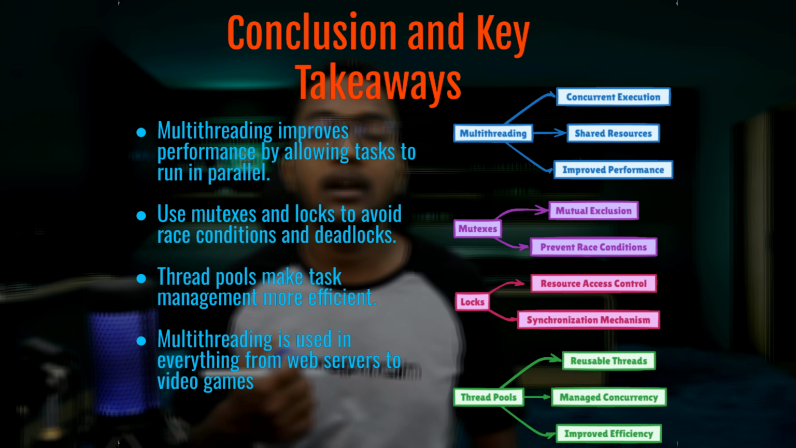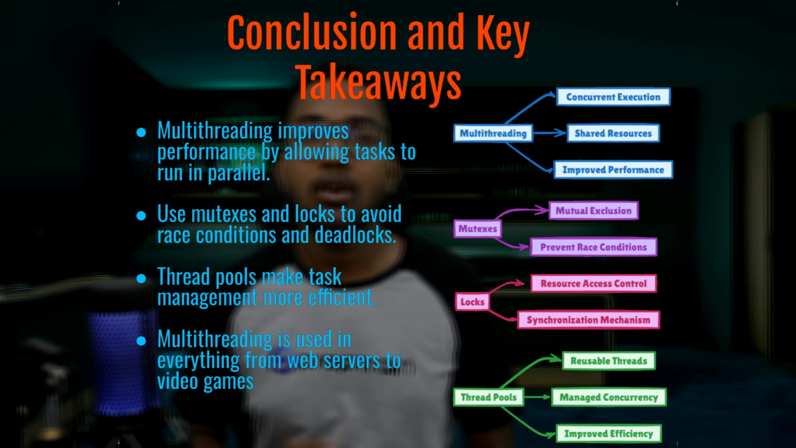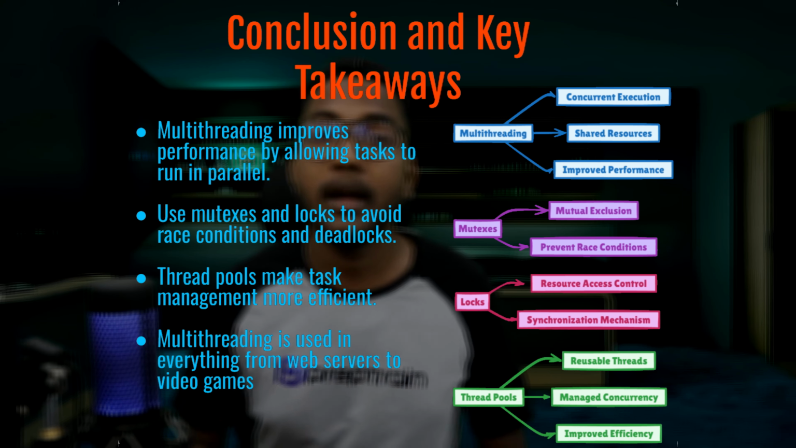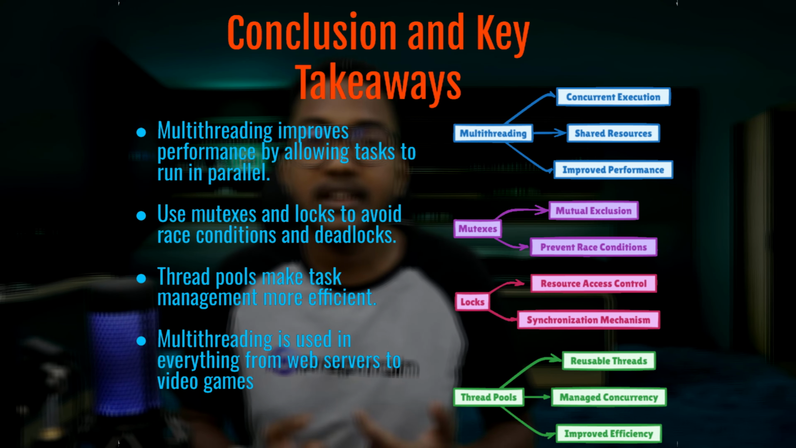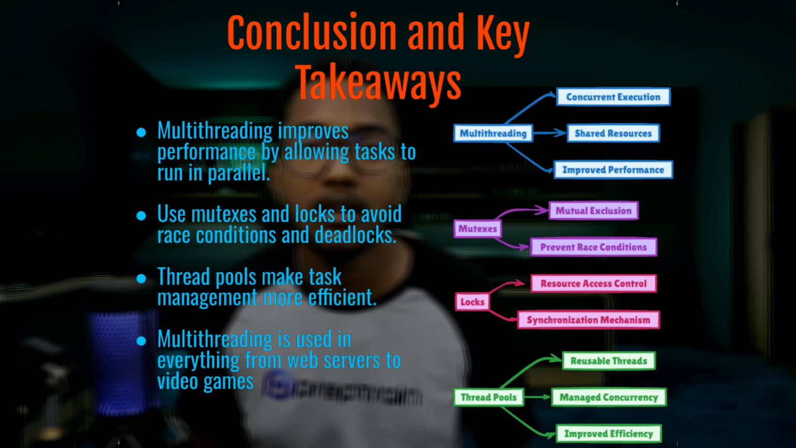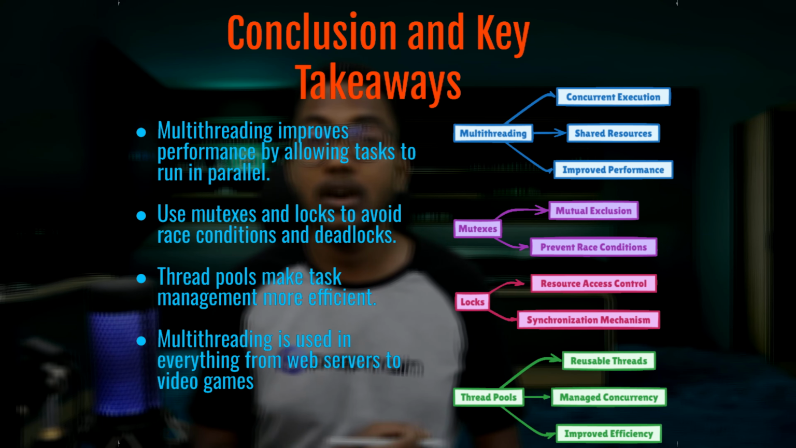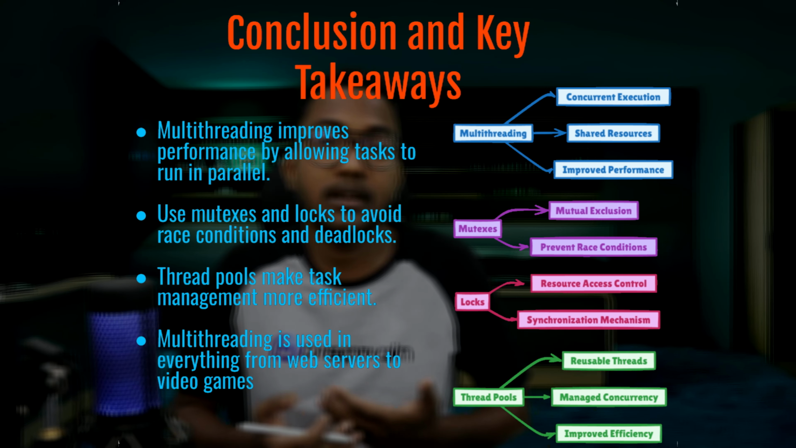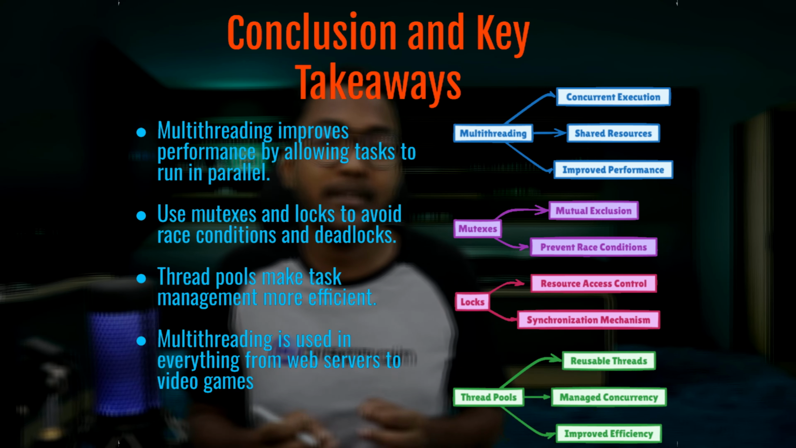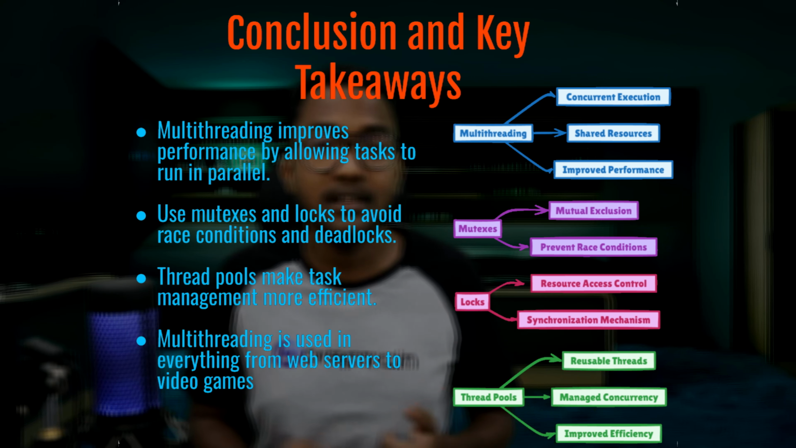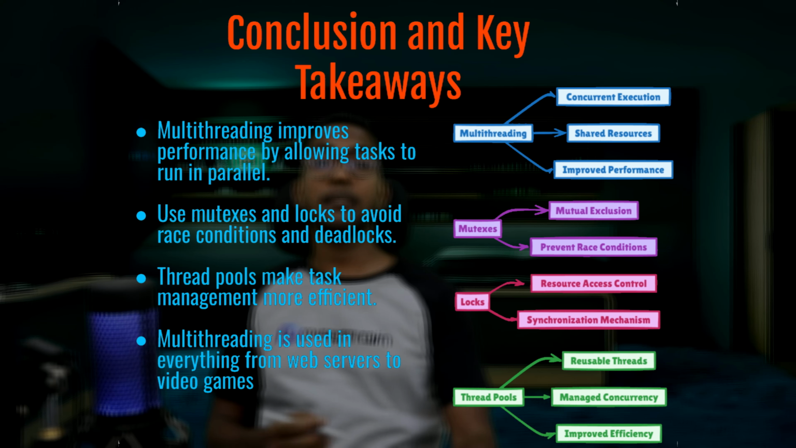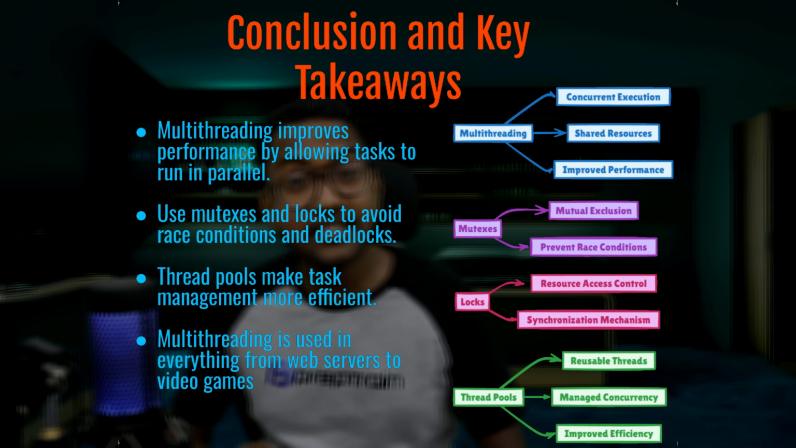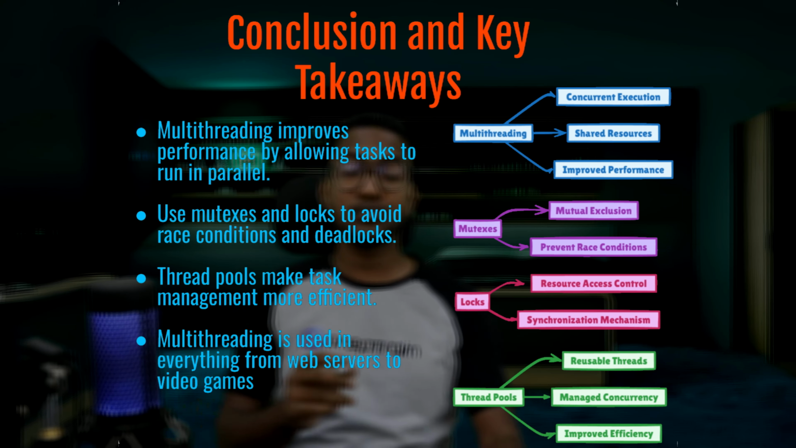Finally, we looked at some real world examples of multithreading in this video, including web servers, video games, and social media apps, from handling multiple user requests to processing graphics and physics in real time. So multithreading is used in a wide variety of technologies to improve performance. In conclusion, multithreading is a powerful tool that can dramatically improve the performance of your application, but it does come with challenges. By using mutexes, locks, and thread pools, you can manage the challenges and ensure that your programs run smoothly and efficiently.